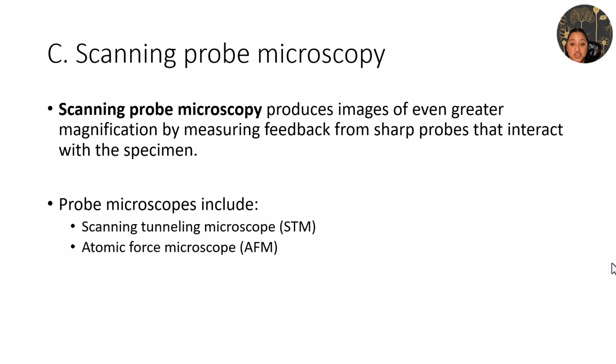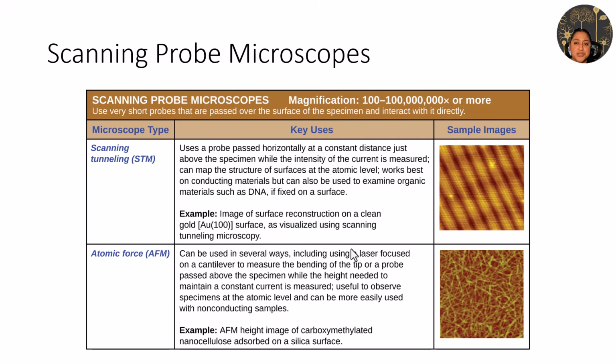And then even closer are scanning probe microscopes. These produce images of even greater magnification by measuring feedback from sharp probes that interact with the specimen. Like there are probes that kind of stab samples and help show that. Probe microscopes include scanning tunneling microscopes and atomic force microscopes. Again, that's way beyond our scope, but just so you know. These can magnify from 100 to 100 million times or more.